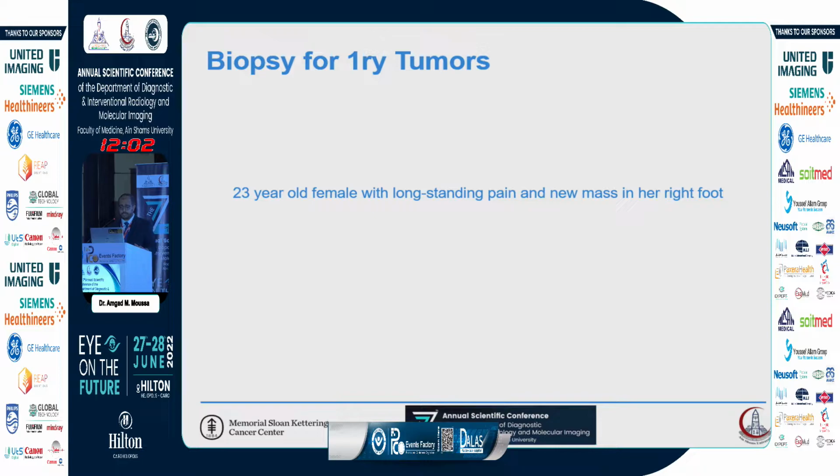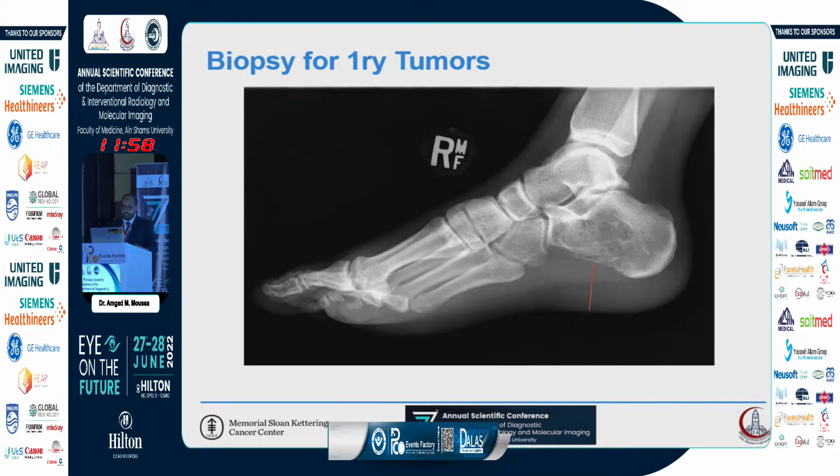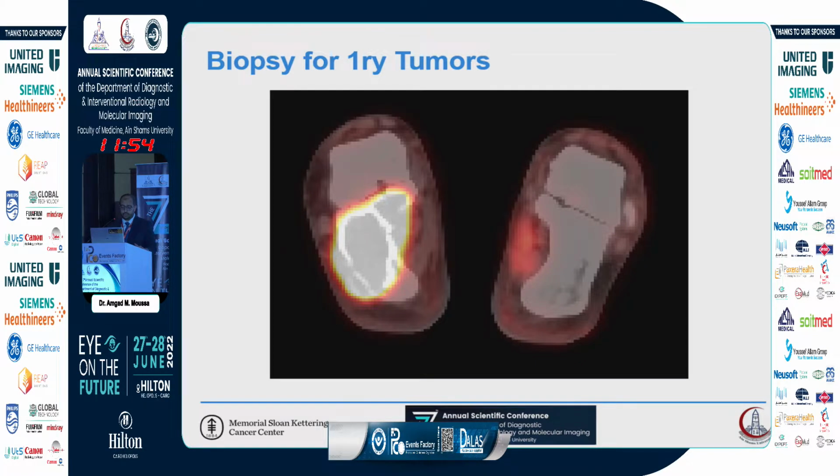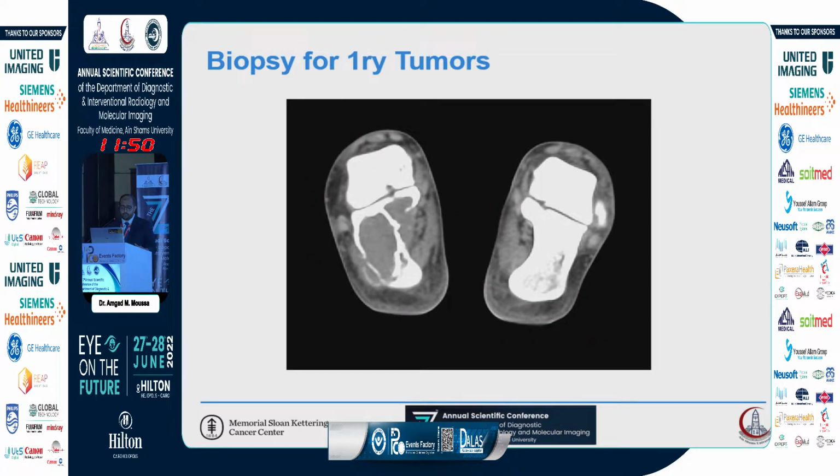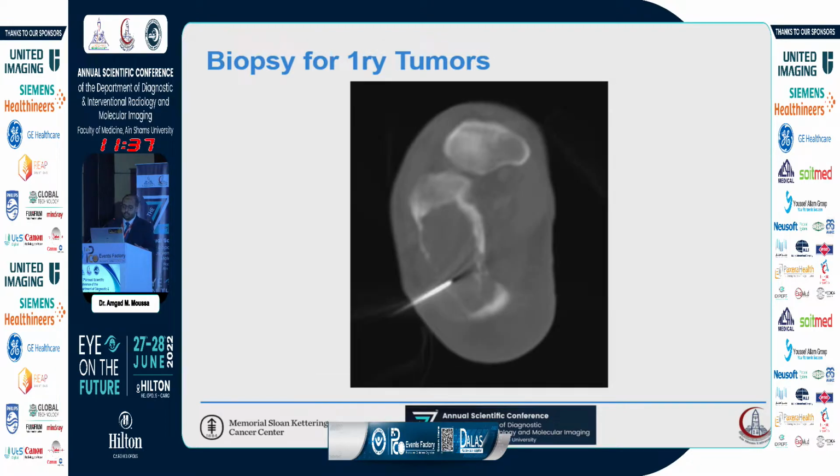So this is a patient, a 23-year-old female who had long-standing pain and a new mass in her right foot. You can see it here on the X-ray. PET CT was done showing this FDG avid lesion in the right calcaneus with the very large CT correlate. Now you can easily see this lesion under ultrasound with the cortical defect, but the value of using cross-sectional imaging is that you have radiological evidence that this is the approach that was used. We marked the skin.